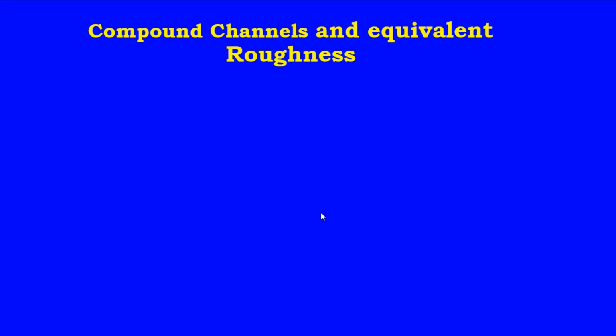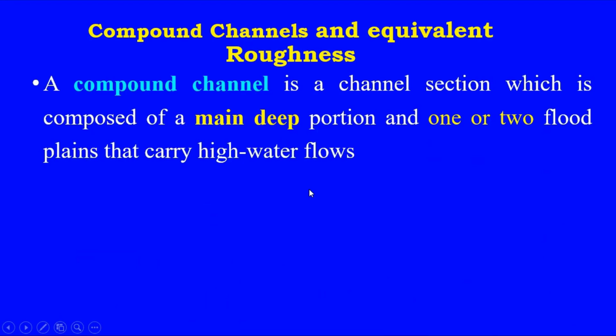In this session we will see some compound channels and also composite sections along with equivalent roughness. So what is a compound channel? You have a deep portion and also a flat plane. A compound channel is a channel section which is composed of a main deep portion and one or two flat planes that carry high water flows. So this is the basic definition of a compound channel.